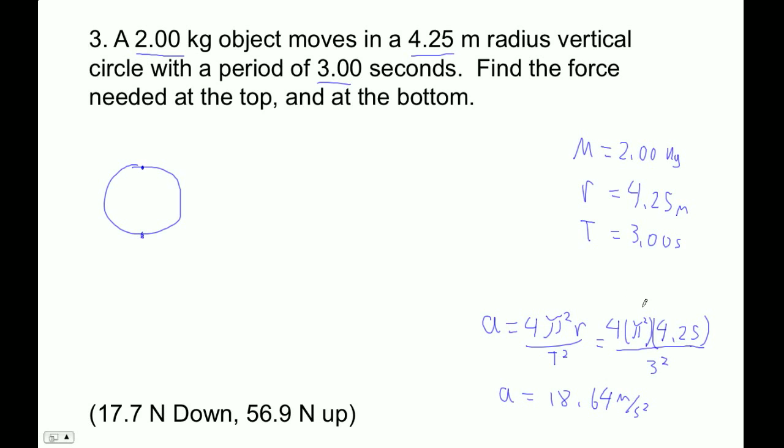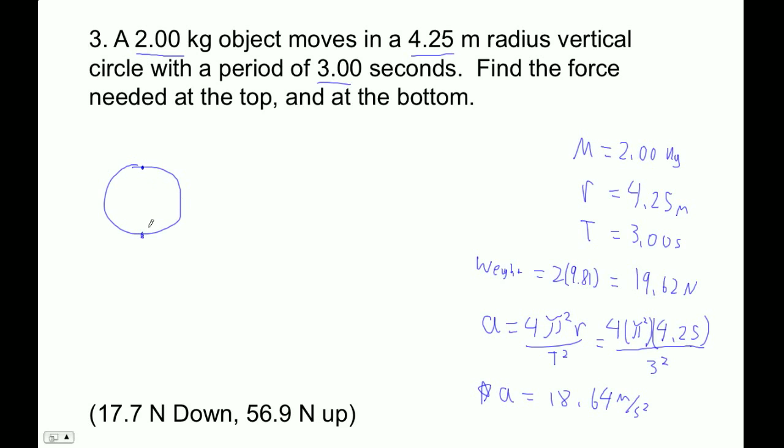Now, the next thing we might want to figure out is also the force of gravity acting on this thing. So we've got the acceleration. The force of gravity is the weight, so the weight is m times g, which is equal to 2 times 9.81. That's 19.62 newtons.